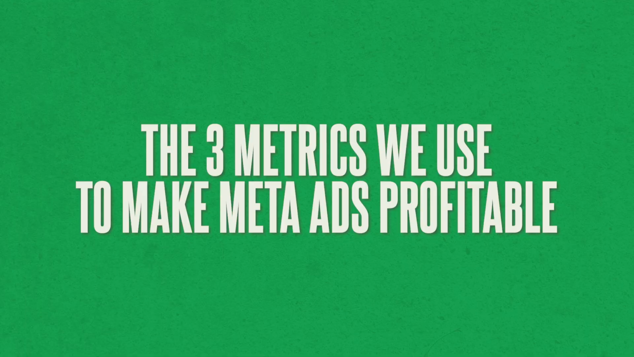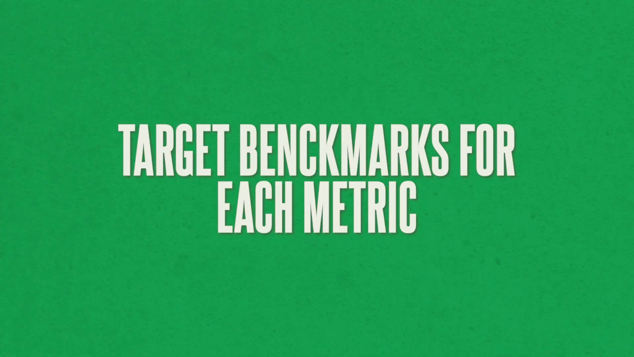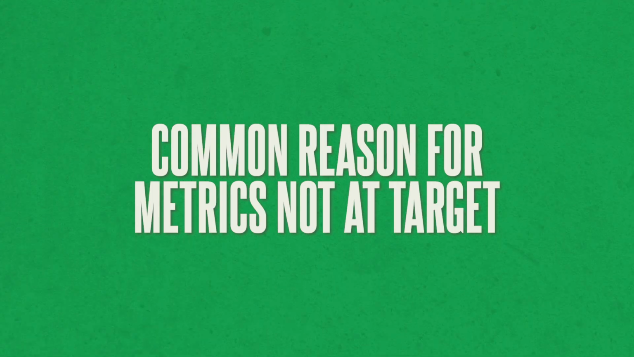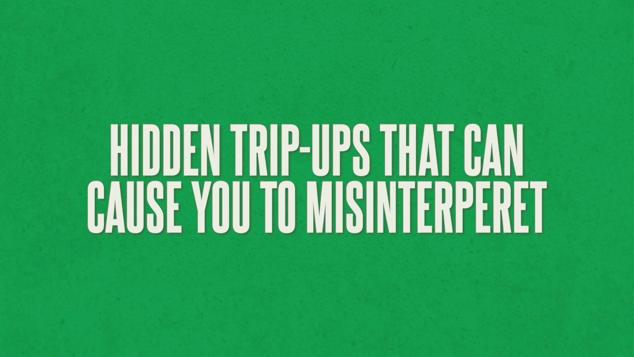I'm going to share the 3 metrics that we use to make Meta ads profitable, what the target benchmark is for each metric, the most common reason ads fail to meet each metric's target, and a hidden trip-up that may cause you to look at these metrics incorrectly. We see sometimes people misread these metrics and they look better than they actually are, or they think a metric is telling them one thing, but it's actually something else. So even if you know what the 3 metrics are, you smart guys out there, and the benchmarks, you should still stick around because knowing all of the mistakes you can make is half the battle.